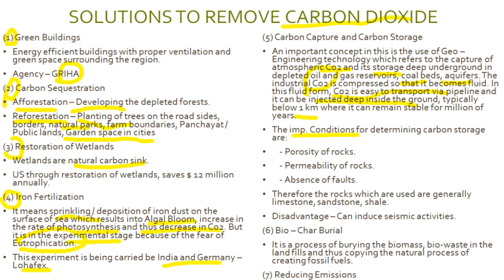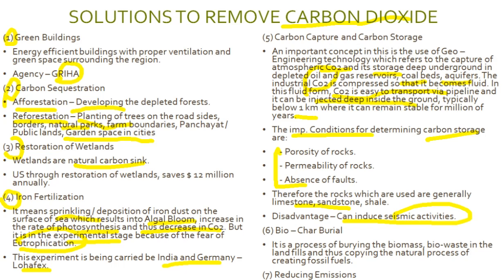So the important conditions for determining carbon storage are porosity of rocks, permeability of rocks, and absence of faults in the rocks. Therefore, the rocks which are used generally are limestone, sandstone and shale. But there is one disadvantage behind this technology, that it can induce seismic activities.